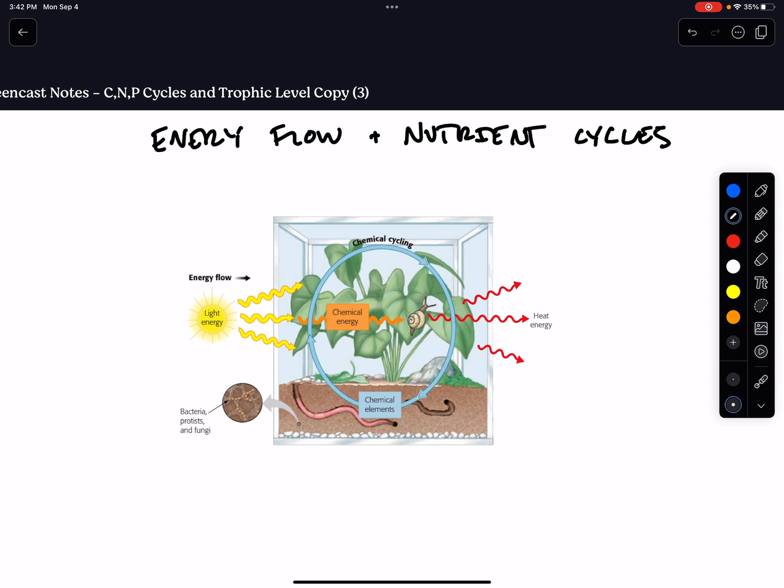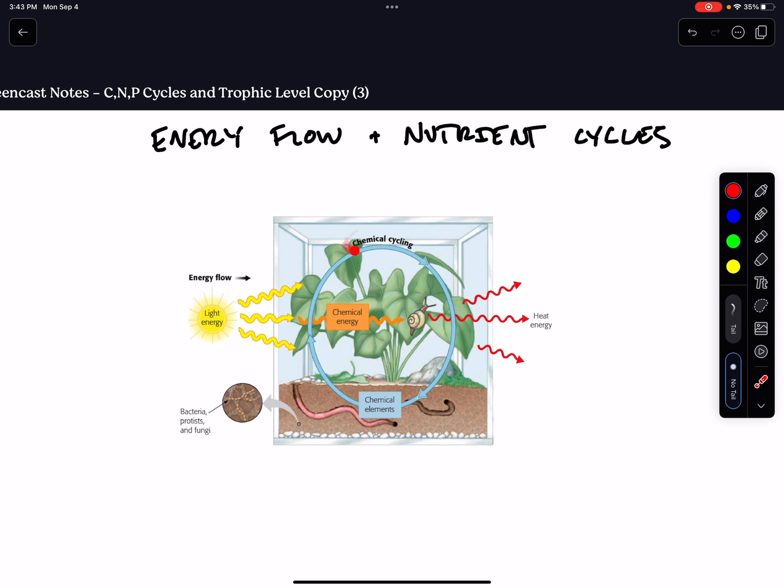Okay, so you got the big idea about energy flow and nutrient cycling from the previous screencast, where you know that we need a constant supply of energy as an input into an ecosystem in order to keep the ecosystem running, because energy is constantly being lost in the form of heat that is radiated out into the universe.